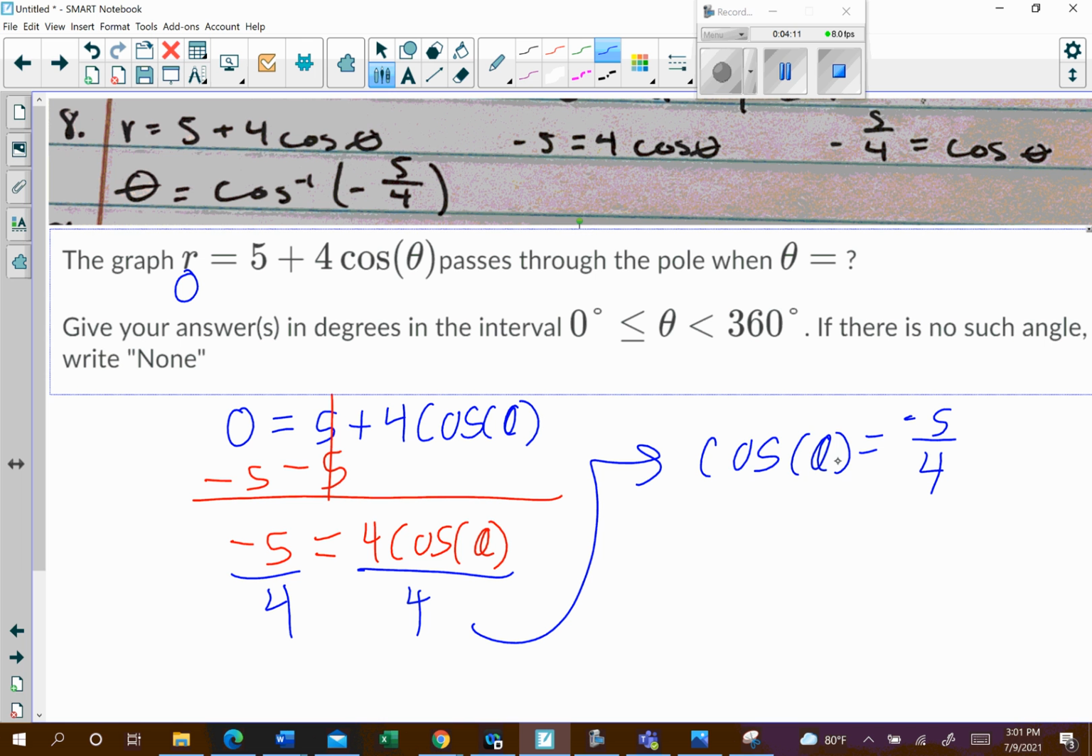And so an alarm should be going off because cosine of theta is sandwiched between negative 1 and positive 1. And so that's negative 1.25. And so that's out of my range. And so actually this one's going to end up being none. So that was pretty much a trick question. And this one does not go through the pole.